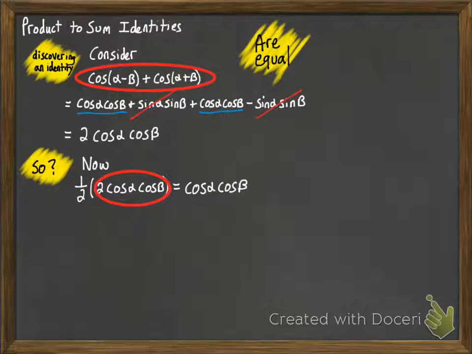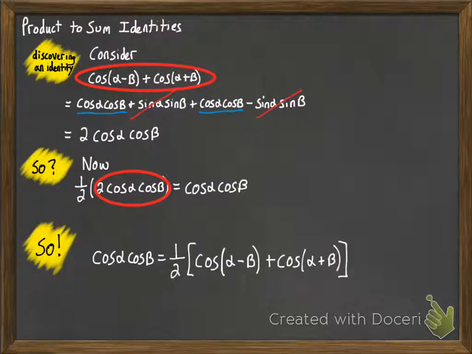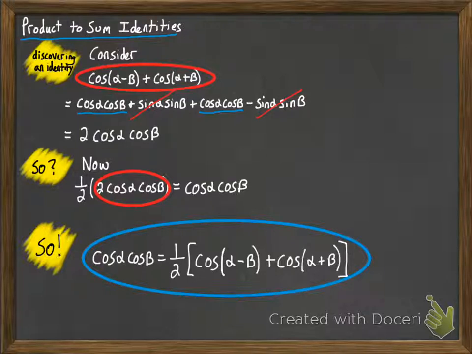So we can actually say that cosine alpha cosine beta, the result that we got, is actually equal to not cosine of alpha minus beta plus cosine of alpha plus beta, but half of that thing. And now what we've established is the identity. This thing is a product to sum identity. It takes a product and it turns it into a sum.